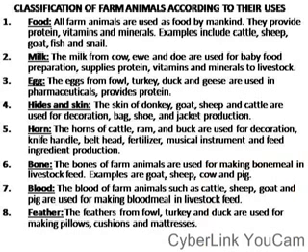Number 6. Bone. The bones of farm animals are used for making bone meal in livestock feed. Examples are goat, sheep, cow, and pig. Number 7. The blood of farm animals such as cattle, sheep, goat, and the pig are used for making blood meal in livestock feed. Number 8. Feather. The feather from fowl, turkey, and duck are used for making pillows, cushions in chairs, and mattresses.